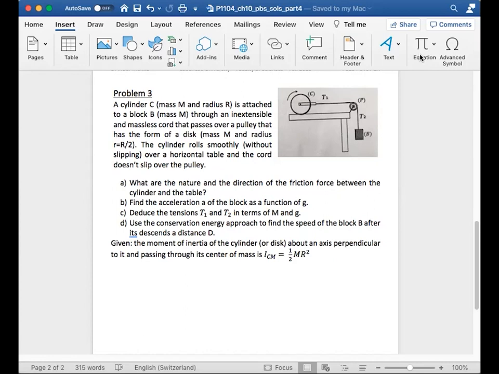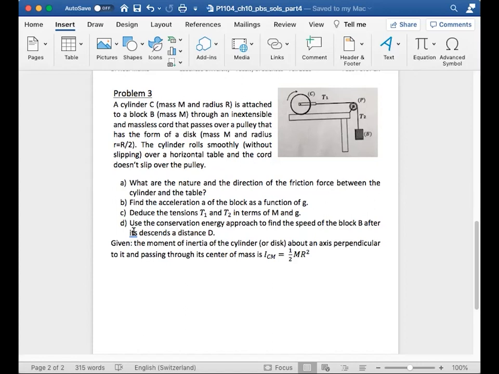The questions are like that. So first of all, what are the nature and the direction of the friction force between the cylinder and the table? This is the same kind of discussion that we have done in the previous exercises. You have to find the acceleration A of the block as a function of g, and deduce the tensions in the string T1 and T2 in terms of M and g, where T1, as you can see in the figure, is the tension in the string between the pulley and the cylinder, and T2 is that between the pulley and the block. And finally, use the conservation of energy approach to find the speed of the block B after it descends a distance d.